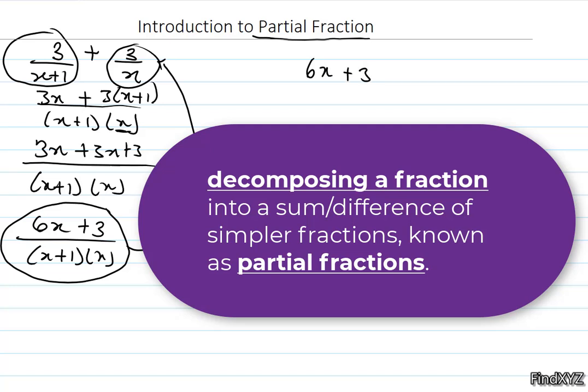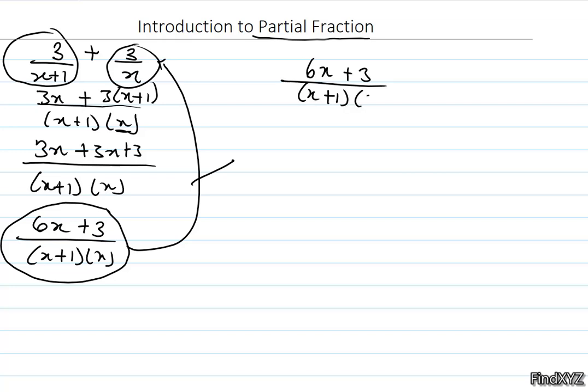6x plus 3 all over x plus 1 and then x. I want to revert back to this. So this is what we call partial fractions. Now mind you, these two fractions are the same as this fraction. They are identical. Why is this useful?